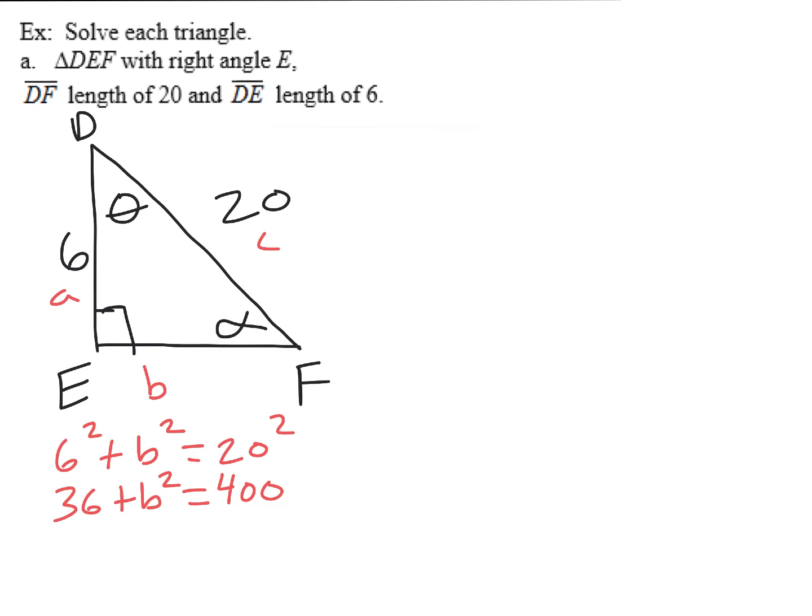Do a little solving. Let's see here, subtract 36, and you get that b squared is 364. Square root, should get that b is about 19.1. Takes care of my side length that was missing. Now I've got two angles.